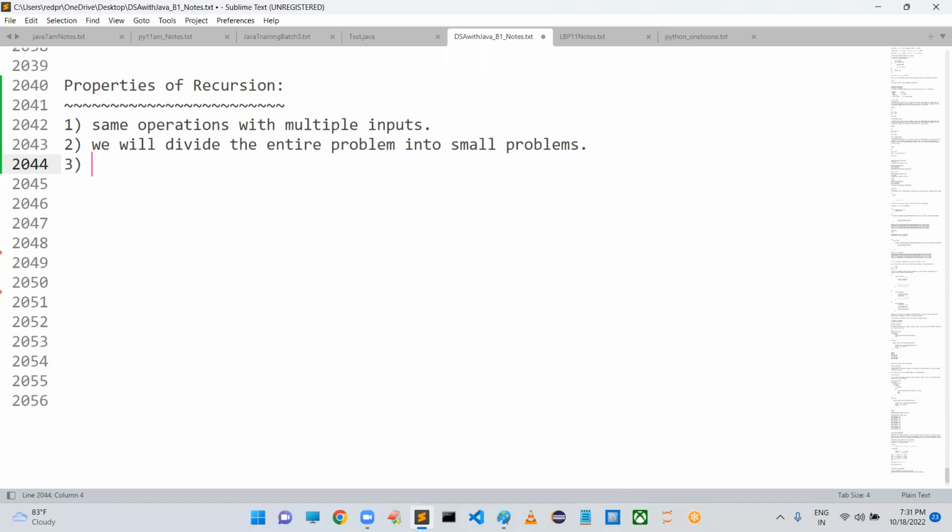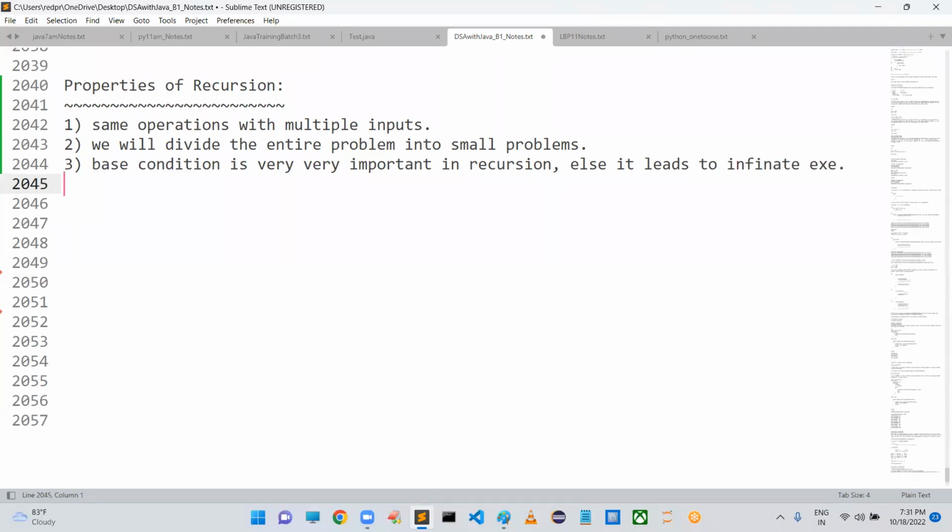Sir, what is the third property? Very important: base condition. Base condition is very important in recursion. Else what happens? Else it leads to infinite execution.